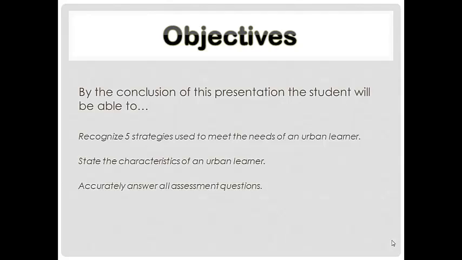Objectives. By the conclusion of this presentation, the student will be able to recognize 5 strategies used to meet the needs of an urban learner, state the characteristics of an urban learner, and accurately answer all assessment questions.